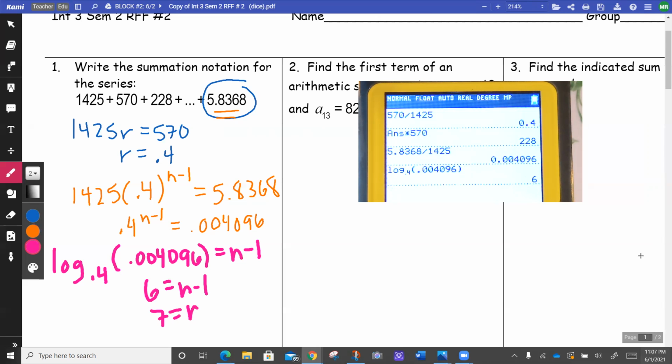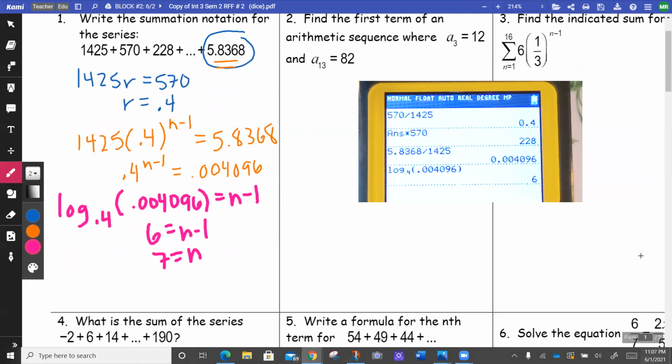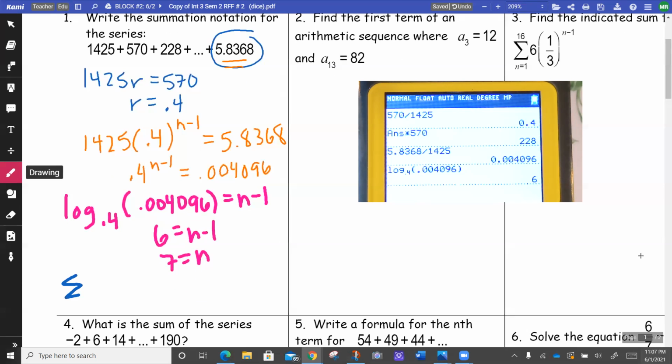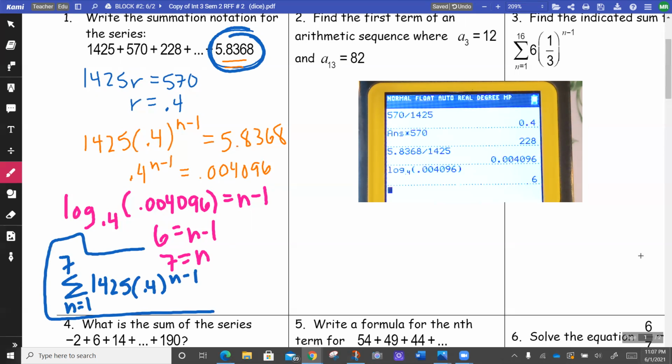So 6 is equal to n minus 1. So n is 7. So why did I need that? So that when I write it in summation notation, n equals 1 to 7, because that term right here was my 7th term. And then I write my equation. So 1425 times 0.4 to the n minus 1. That is our equation in summation notation.